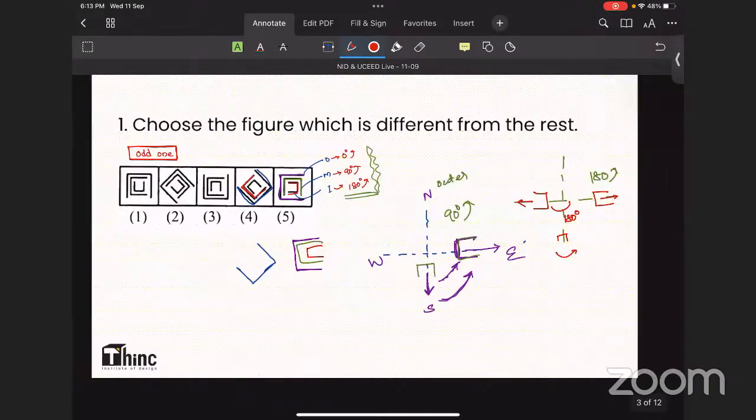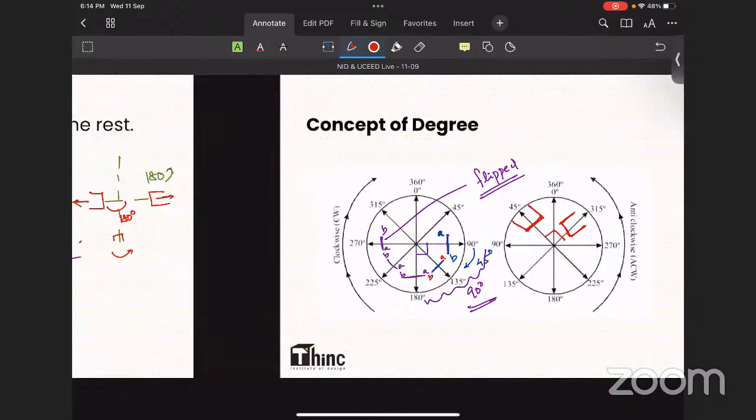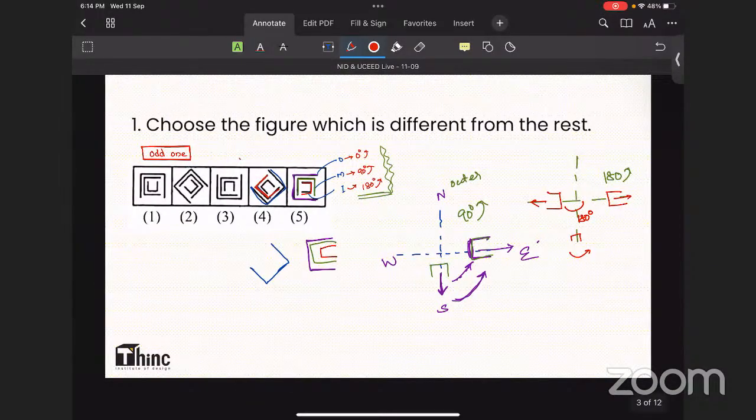So the middle one is currently in this direction. So after a 90-degree rotation, it will be coming here. Okay, it will be coming here. So now you can find, after 90-degree rotation, it will be like this. So let me draw that.